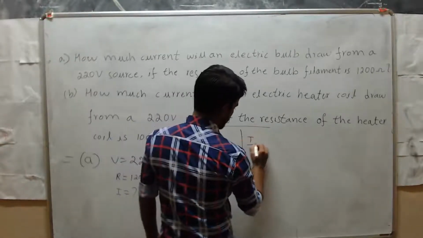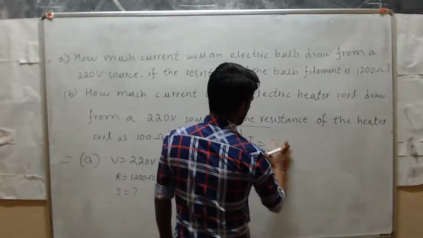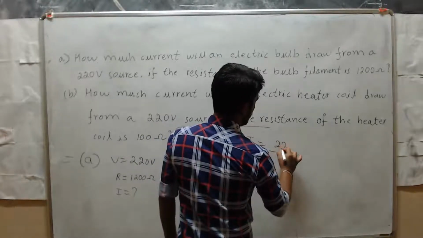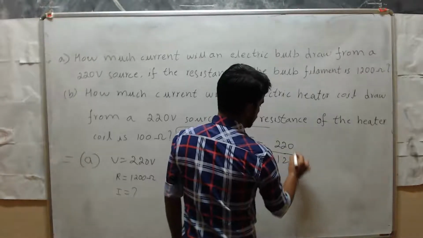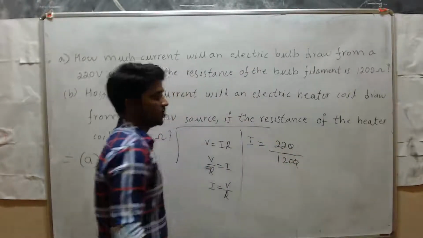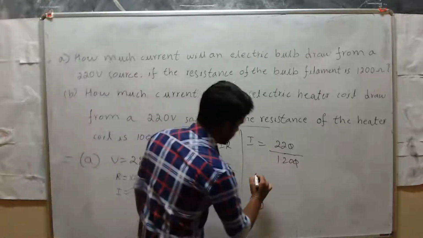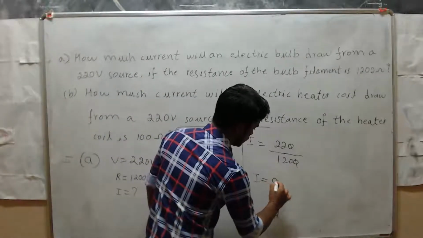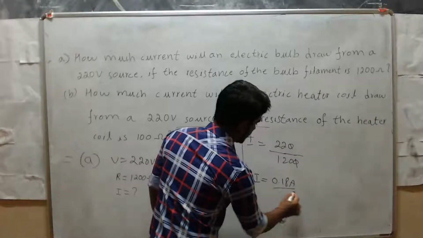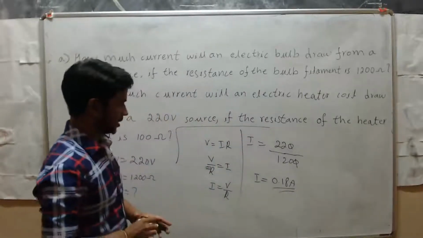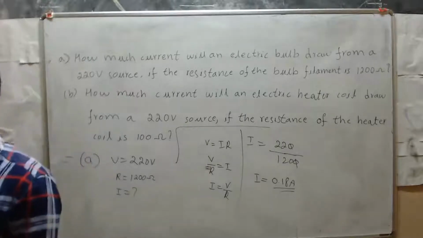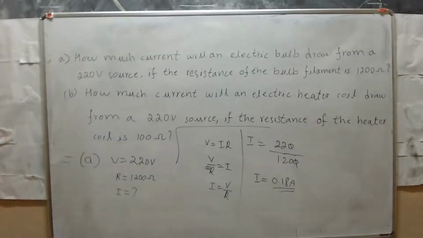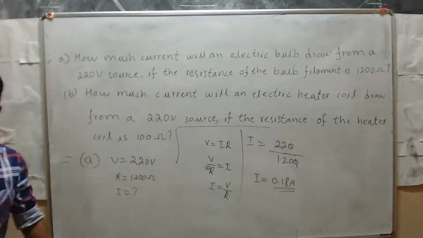Okay, so I write here. So V, what is V value? V value is 220, and what about resistance? That is 1200. 0 cancel. So 22 divided by 120, definitely we will get I is equal to 0.18 ampere. Why? Because I have told you, when resistance increases, then current decreases.